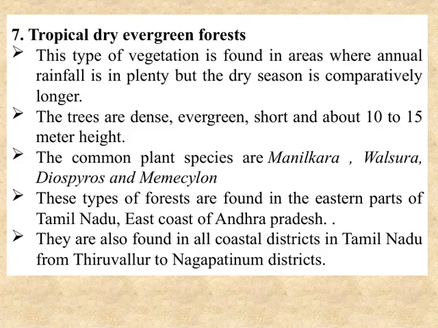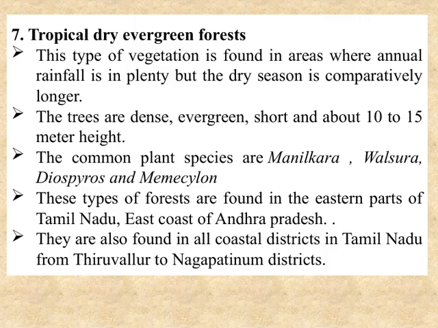Let's talk about the tropical dry evergreen forests. This type of vegetation is typically found in regions where there is plenty of annual rainfall, but the dry season tends to be longer. So, even though it rains enough overall, the extended dry period influences the kind of vegetation that thrives here. You'll notice that the trees in these forests are quite dense and evergreen, meaning they retain their leaves year-round.